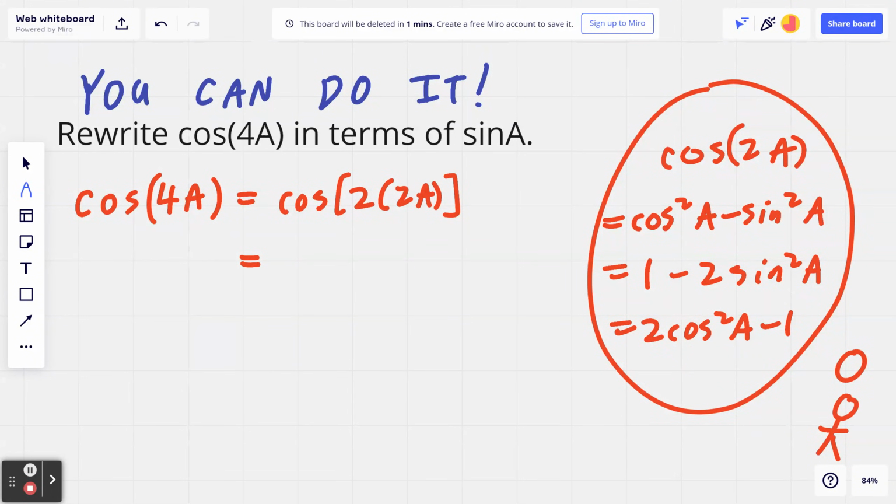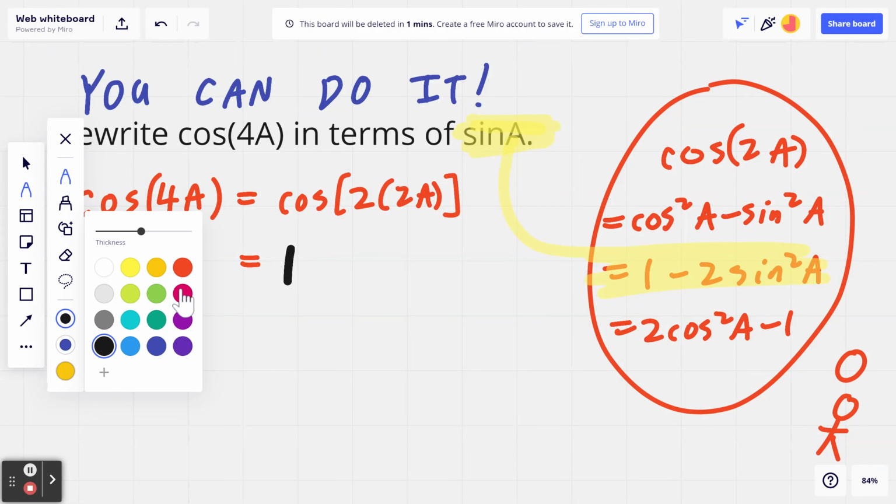Now, if you think about the example that we're looking at right now, your goal is to rewrite this in terms of sine A. So naturally, I'm picking the second case because our goal is to express it in terms of sine A. And of course, sine A could also be sine A squared, sine A cubed, but it has to be sine A something. So I go back and I write 1 minus.